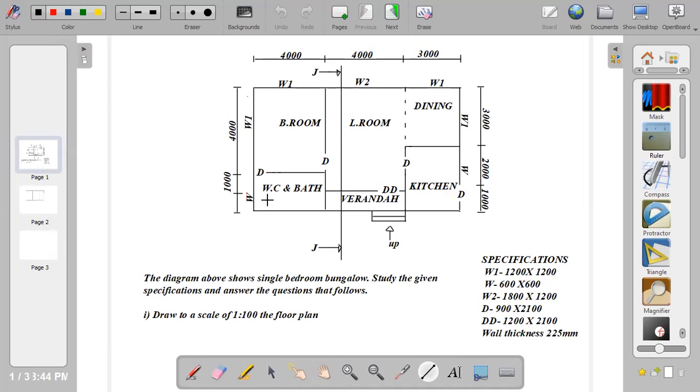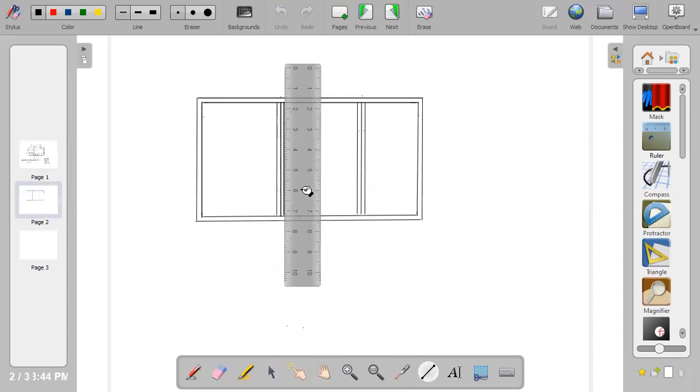Now, how do we get the measurements? When you study the sketch plan carefully, you see that from this point to this point, we have 1,000, and from this point to this point, we have 1,000. That means the dimension for our toilet area, which is WC and bath, WC is water closet, is 2,000. And the partition wall between the dining and the kitchen is 3,000 by 3,000. So this one is positioned at the middle. So let's quickly bring it out.